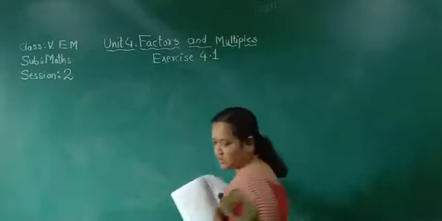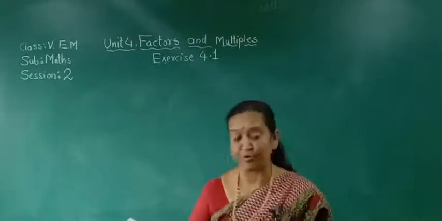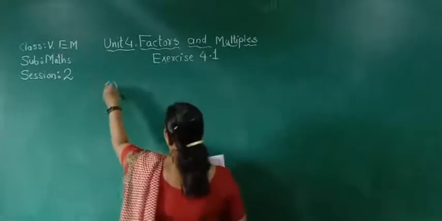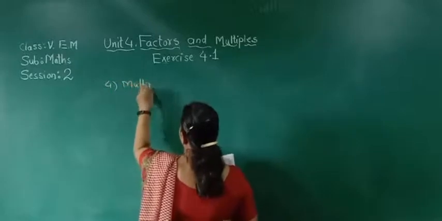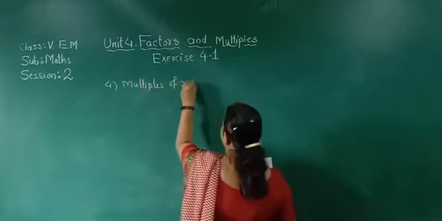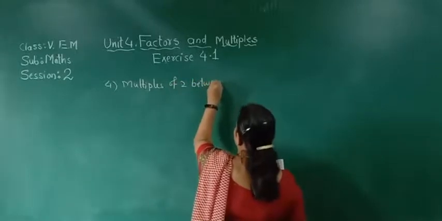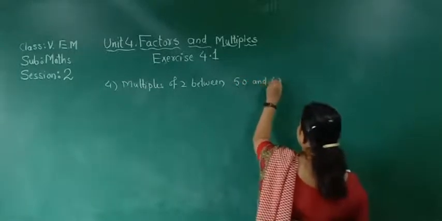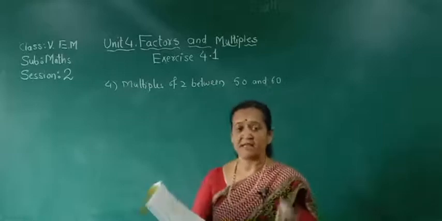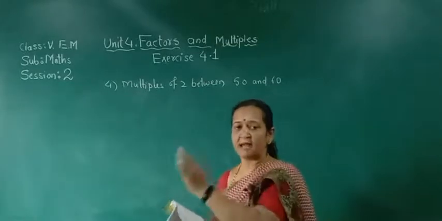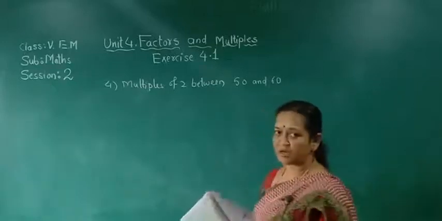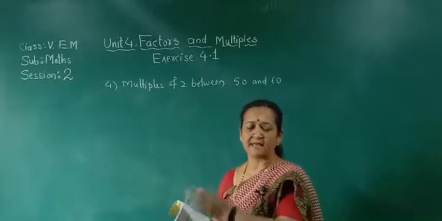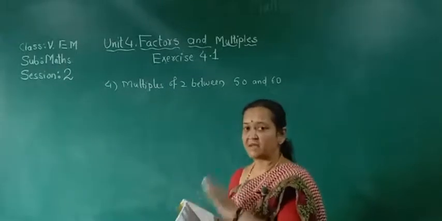Fourth question, what is told? Write the multiples of 2 between the numbers 50 and 60. So here we should write multiples of 2 between, here limit is given between 50 and 60. So here we should not start with 50, it is between 50 and 60. So 50 and 60 is not included in this question. So here multiples of 2, every even number is multiple of 2. 2, 4, 6, 8, 10, every even number is multiple of 2.